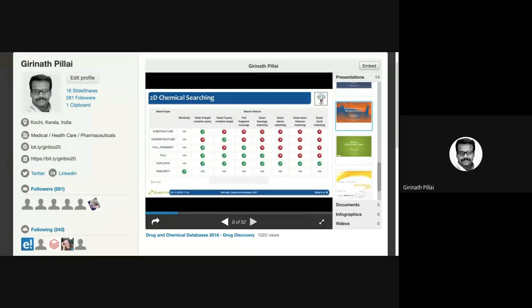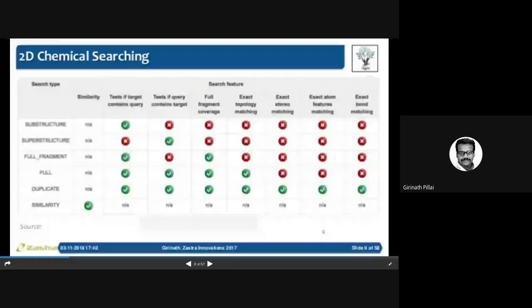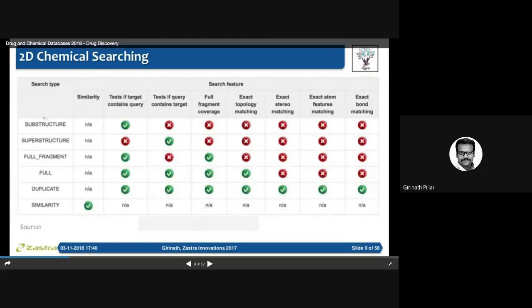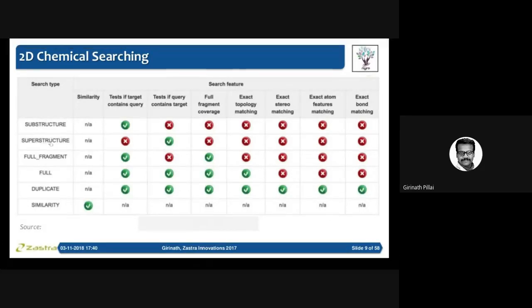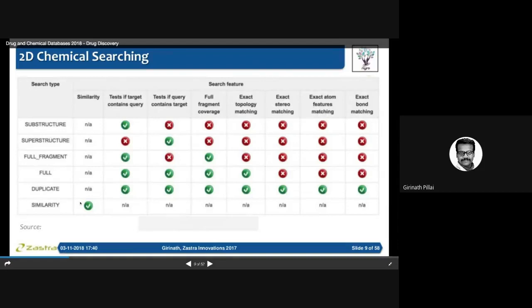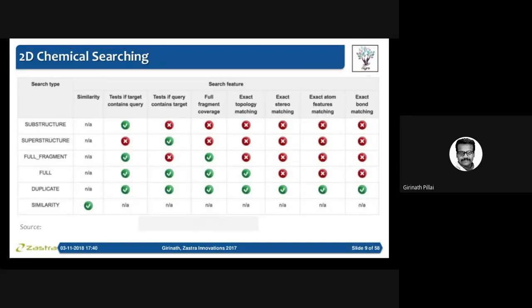Now, when you search online databases, for example PubChem, you want to see if you can find some structures which you are already planning to synthesize. Then you have different search types. One is that you can do a substructure search, another is superstructure, then full structure, duplicate, and similarity. Most of the time we do a similarity search. Similarity means overall we are trying to see whether we could achieve a particular percentage of similarity.